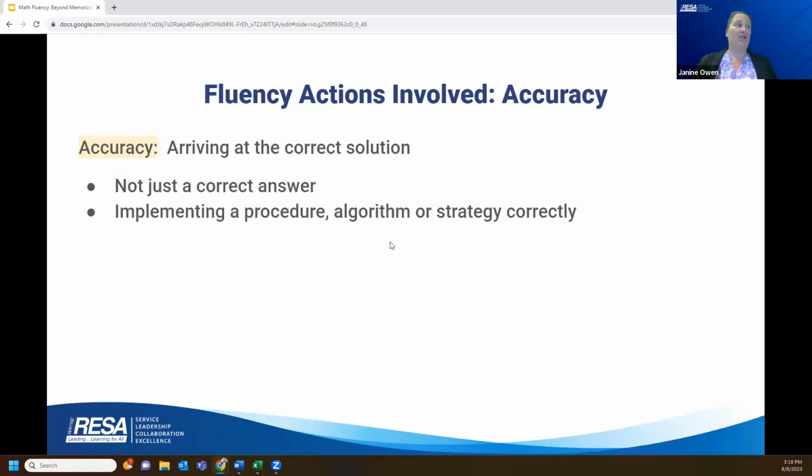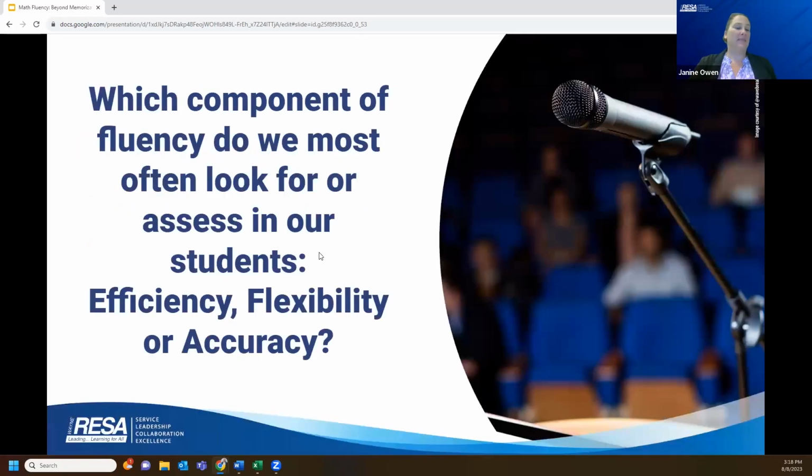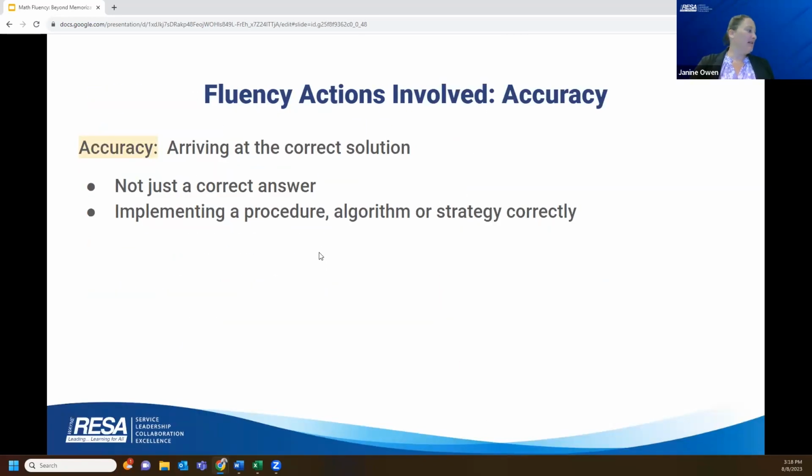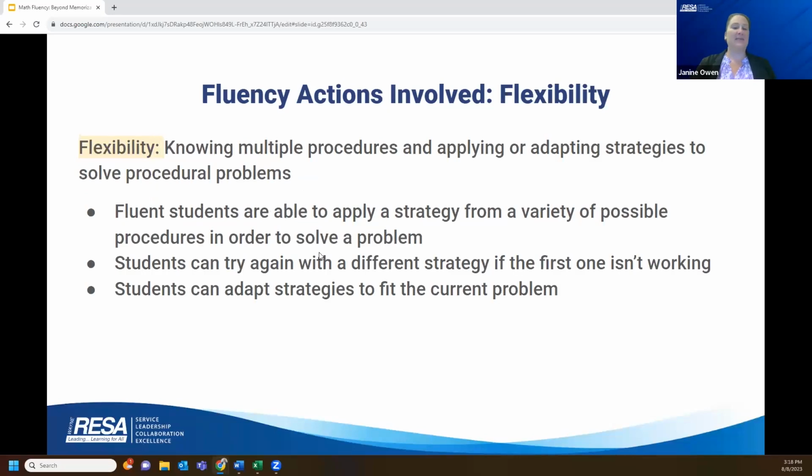So another action is that when students have mathematical fluency, they are accurate, which means that, yes, they do arrive at the correct solution, but it's not just about a correct answer. It's about implementing either a procedure, an algorithm, or a strategy correctly. I skipped flexibility by accident. It also means when students are mathematically fluent, they are also flexible.